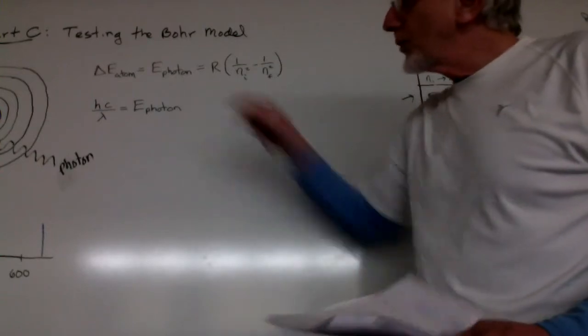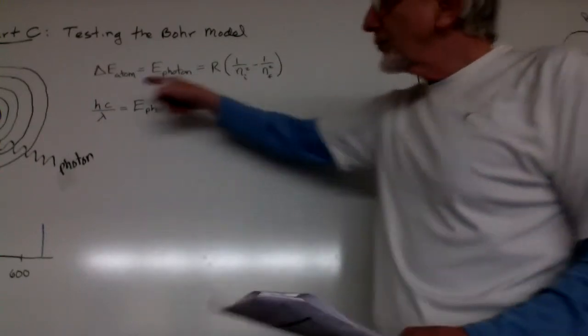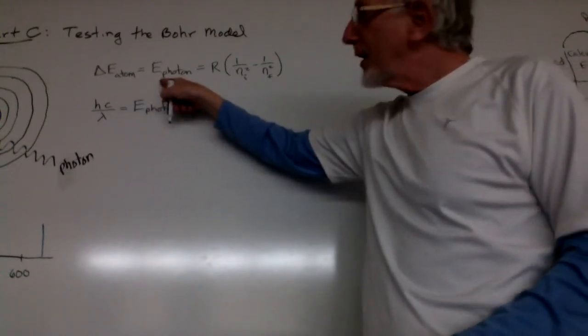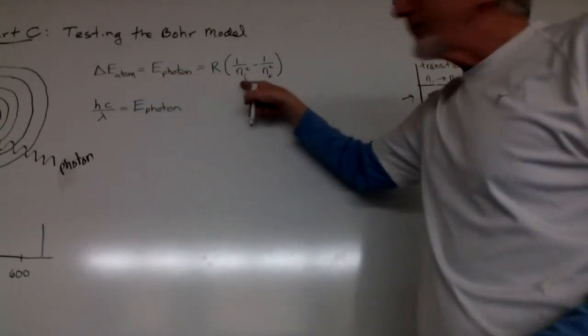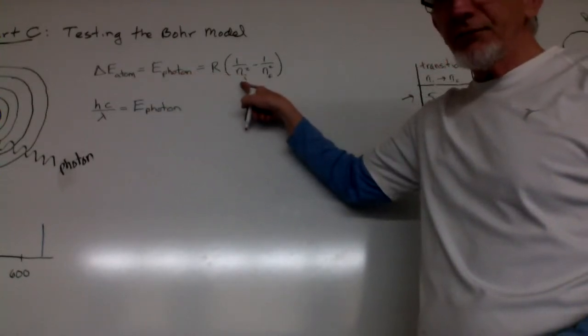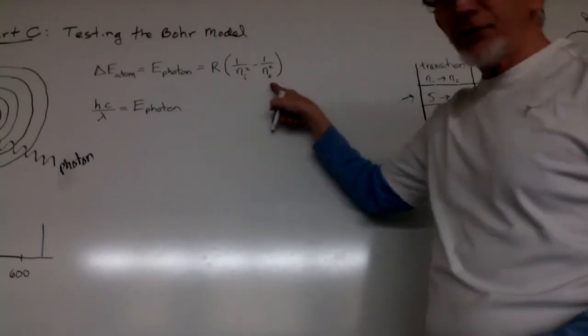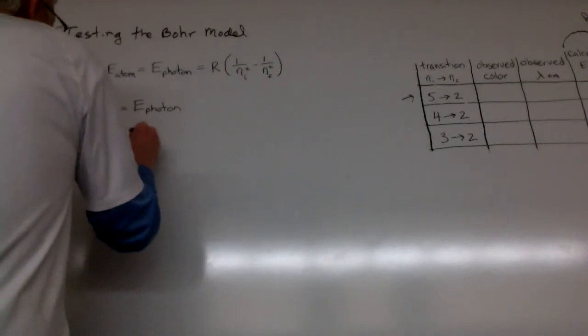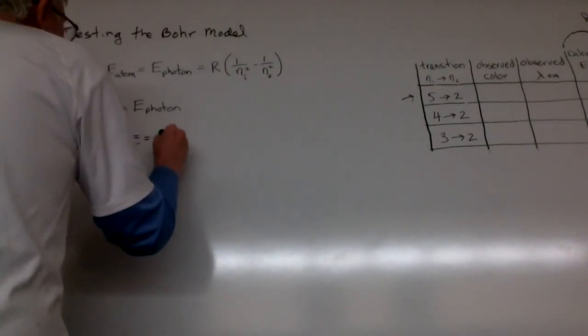And so these are the equations we're going to use. First, we're going to find the energy change of the atom as the electron goes from an initial state of n equal 5 to a final state of n equal 2. So we use that equation. So let's do it. Delta E is equal to E photon.